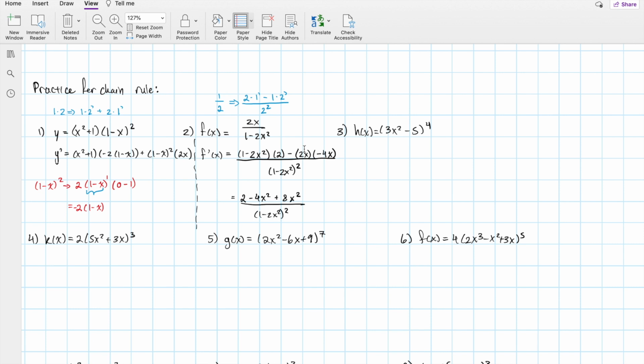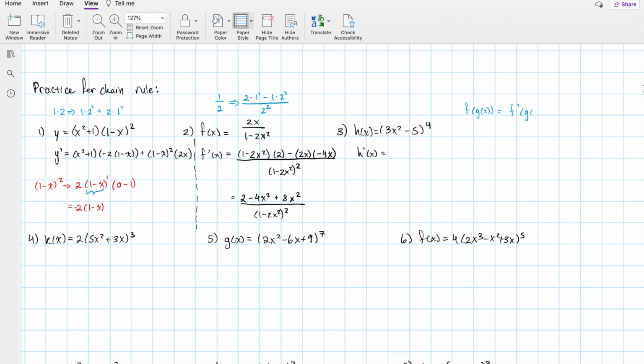Okay. Number 3. So we have h of x is equal to (3x squared minus 5) to the power of 4. Here we're going to be using the power rule as well as the chain rule. Now recall the chain rule says it's the same format as a composite function. If we have f of g of x, that's the derivative of f, when x is g of x, and then the derivative of g of x itself.